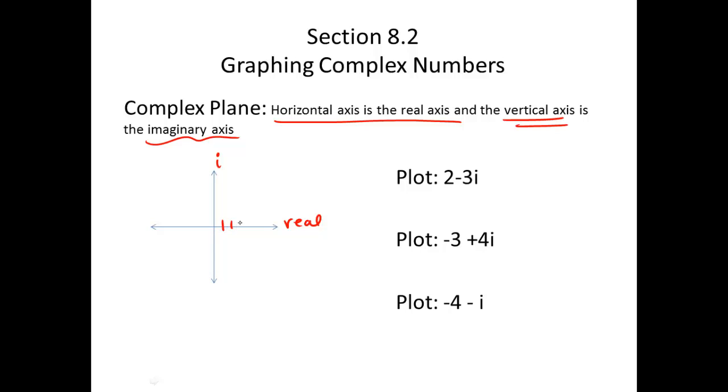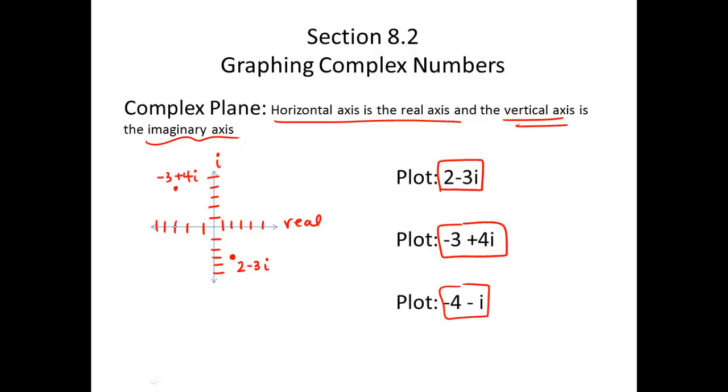So if I were to just put a scale on here, I'm going to put 5 in each direction. Then I were to plot 2 minus 3i. I'm going to go 2 in the real direction, and I'm going to go down 3 because I'm going negative in the imaginary direction. And this would be the point 2 minus 3i. For the next one, negative 3 plus 4i. So I'm going negative 3 in the real direction, but I'm going positive 4 in the imaginary direction. So this is my point negative 3 plus 4i. And lastly, another example, we have negative 4 in the real direction and negative 1 in the imaginary direction. Just as you probably pictured, a negative negative would be in the third quadrant.